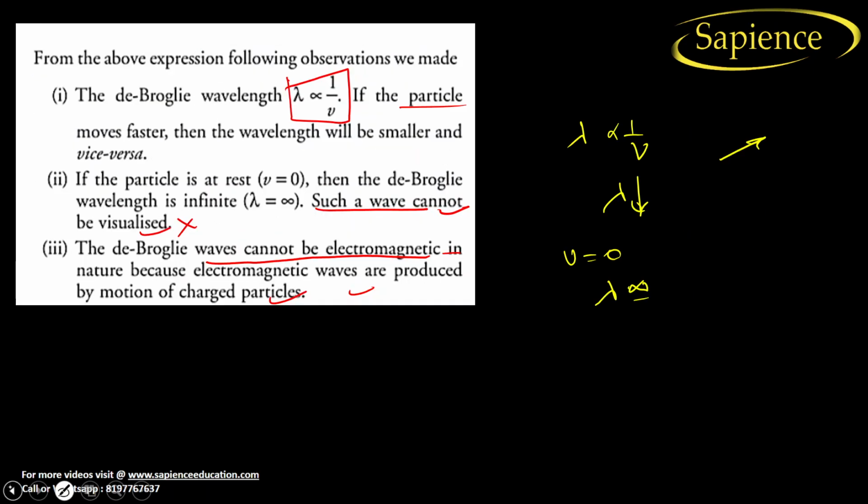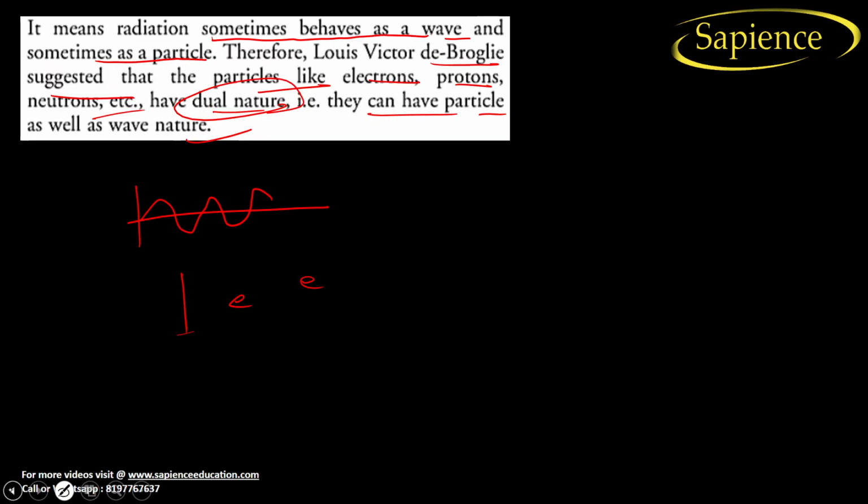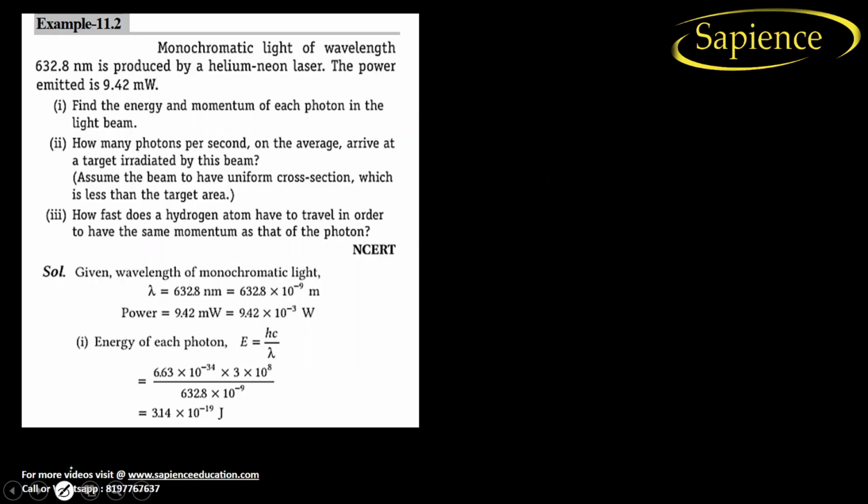Now let us solve one of the problems so that you will be able to understand what they are asking. Now let us consider there is a question: a monochromatic light, that is single wavelength, of a wavelength of 632.8 nanometer is provided by the helium neon laser. The power emitted is 9.42 milliwatt. Find the energy and the momentum of each of the photons.